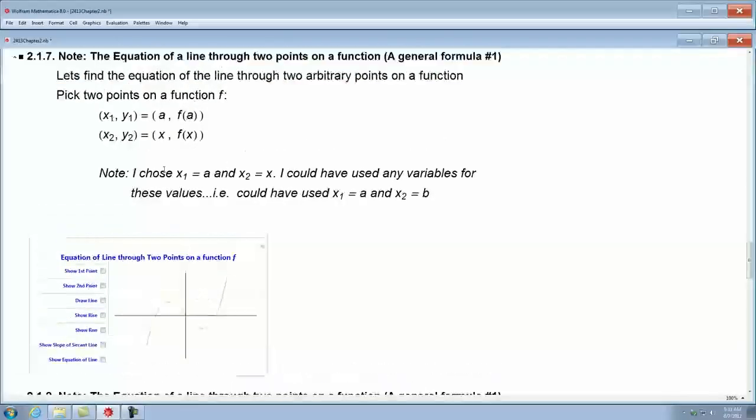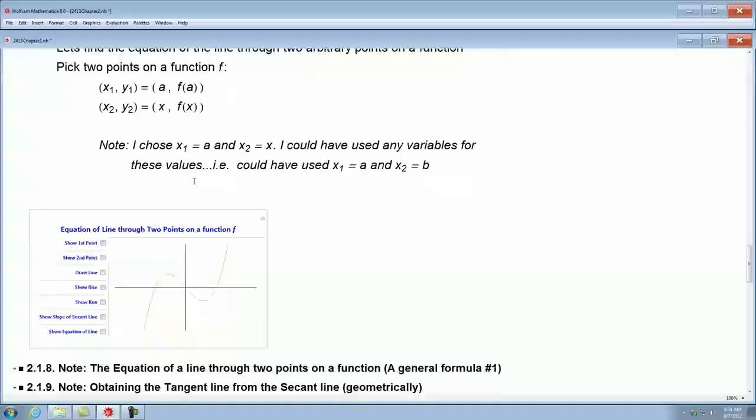So be sure you recognize that when I just chose to make my x1 a here and my x2 x, I could have picked anything. I could have called these whatever I wanted. I could have used a and b or c and d. Then this would be f of a, f of b, or f of c and f of d. It doesn't matter. That's going to come up a little bit later. So just keep that in mind.